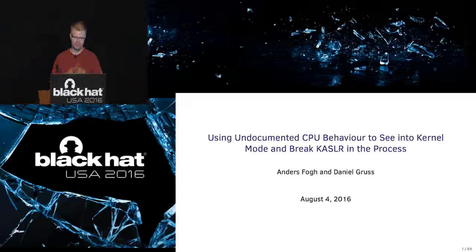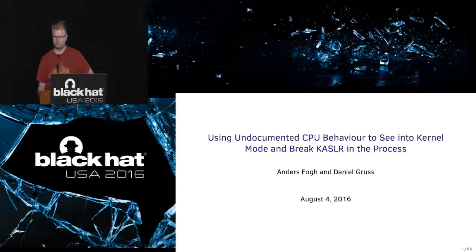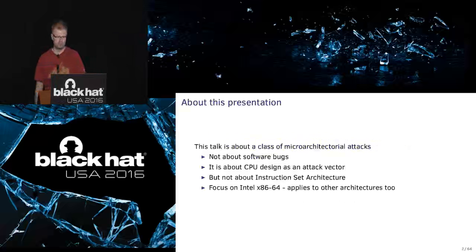This talk is about using undocumented CPU behavior to see into kernel mode and break KASLR in the process. About a year ago, I was preparing a talk for Black Hat 2015 about detecting rowhammer, when Daniel and his team came up with the way to do rowhammer in JavaScript. That marked the first time that Daniel's and my research collided. It has collided a lot the last year, and finally we decided that it might be a good idea to cooperate instead of competing. And what you're about to see here is the first result of our cooperation, and I hope you like it. So before we actually start with the presentation, just a couple of things to set straight.